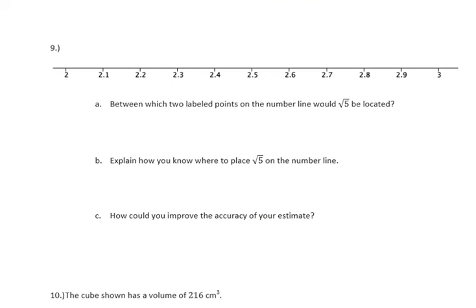Okay, between which two labeled points on the number line would radical 5 be located? And radical 5 is going to be between 2.2 and 2.3. Explain how you know where to place it.